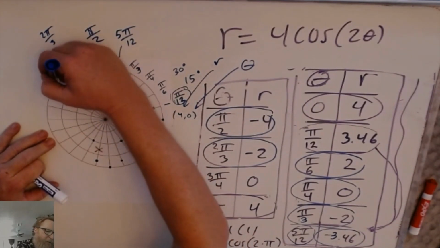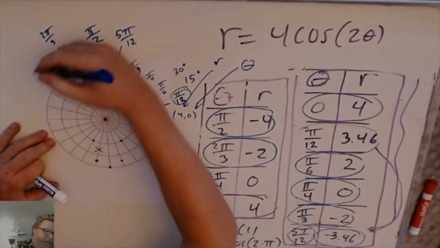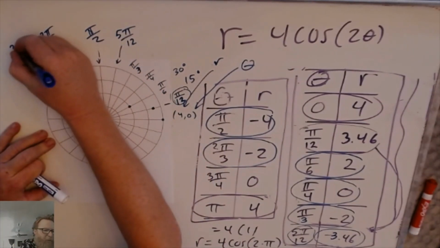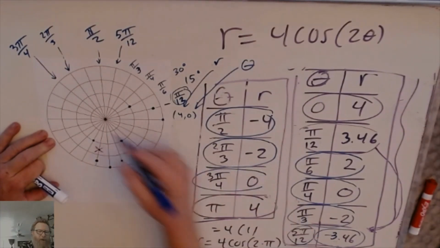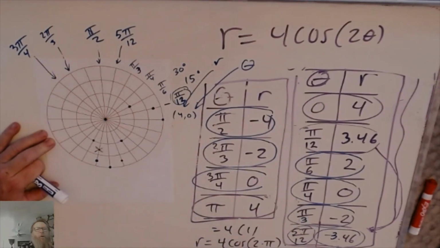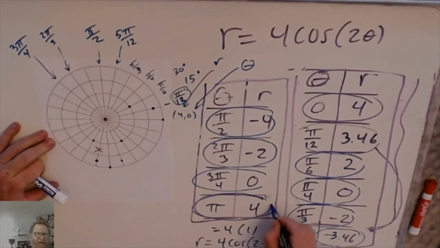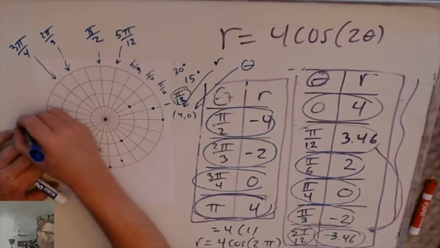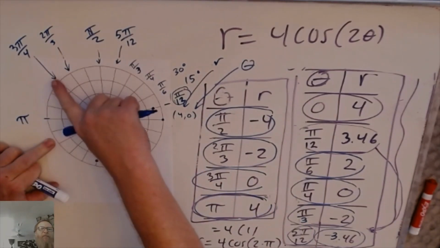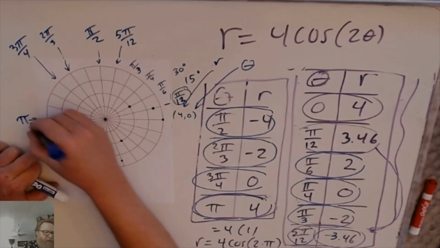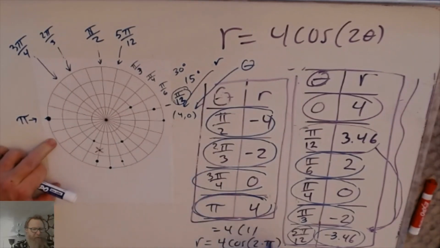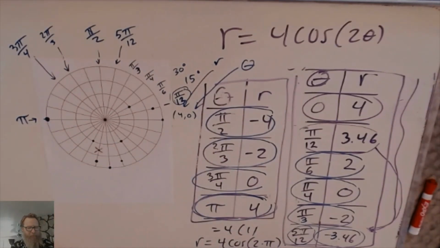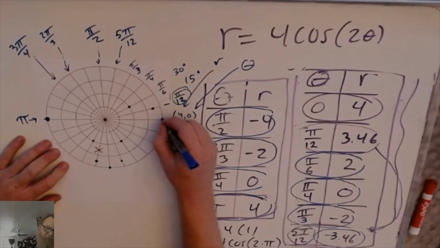Okay, and then we're going to go to 3 pi over 4 next. That's right here. Oh, radius 0, so it just puts it back at the pole again. And then pi, oh, I skipped a whole bunch, didn't I? So I skipped all of these. We might want to fill those out later. And then pi comes out to be radius 4, so that puts me right here. Let's start to draw it now.